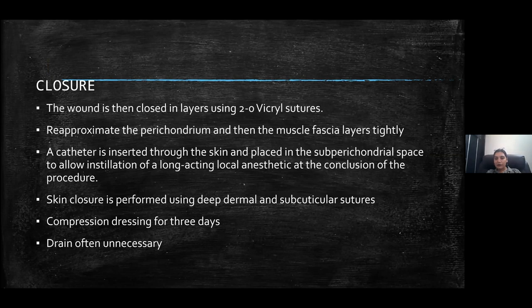And it is always better to harvest a little extra so that you can also make the other grafts, like columella struts and the alar rim grafts, using the same cartilage. The wound should be closed in two layers using a Weichel suture and absorbable suture. One must be sure to reapproximate the perichondrium and the muscle fascia tightly to avoid any chest wall deformities.